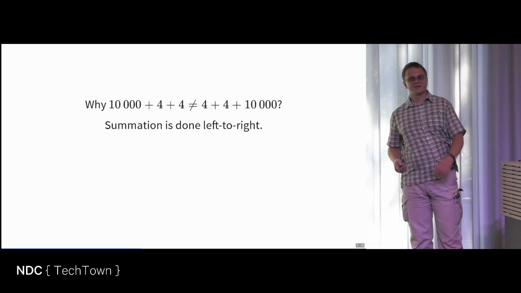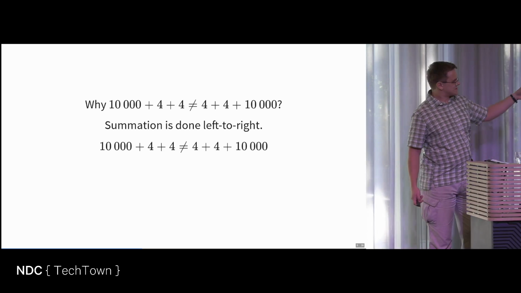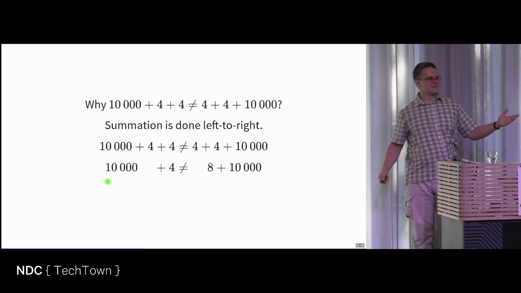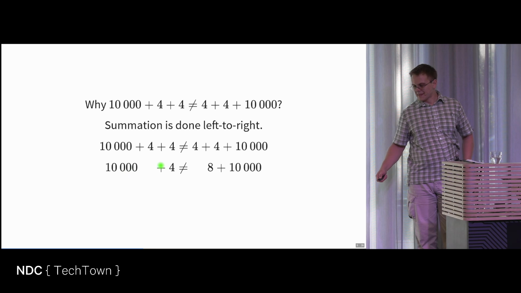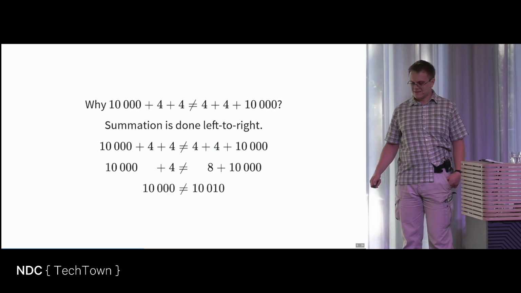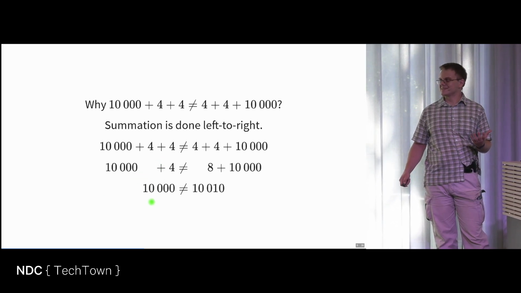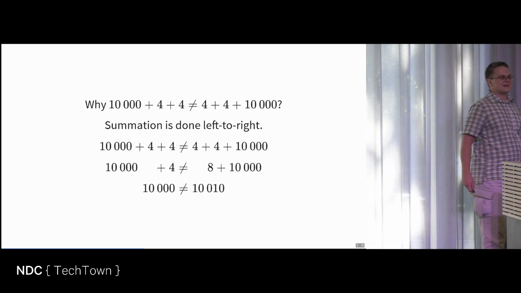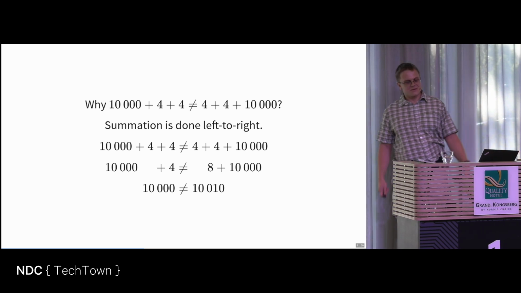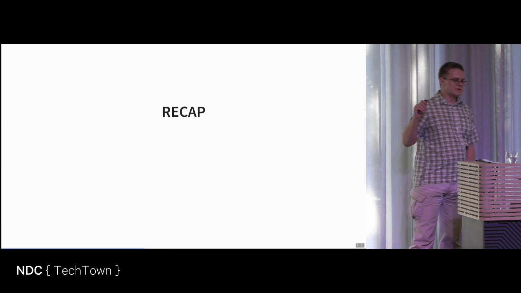And the same goes for the last example. Summation goes left to right. So let's go through this. This is what we start with. Now, next step, we added 10,004. 10,004 is 10,000. We just did this. And here, 4 plus 4 is 8. This is simple. Next step, well, 10,000 plus 4 is still 10,000. This hasn't changed. But 8 plus 10,000 rounds up, we are now at 10,010, and thus they no longer can be equal. Okay? So quick recap.